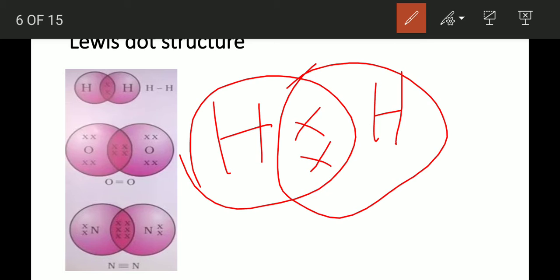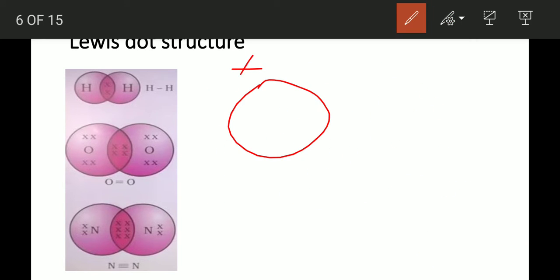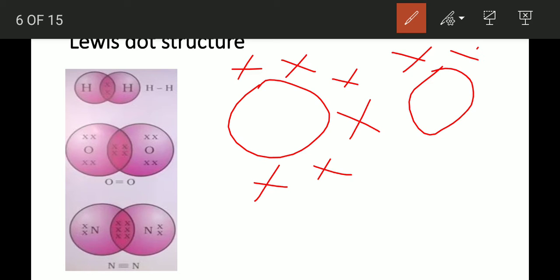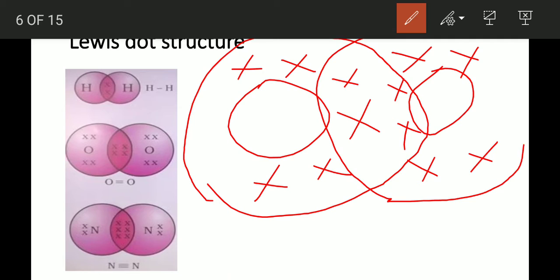Here we will show only last shell electrons. Last shell, how many electrons they contain? Only those electrons will be shown here. Suppose we take oxygen. In its last shell, it contains 6 electrons. This oxygen also contains, in its last shell, 6 electrons. They both share their 2 electrons and form double bond here. Double bond.